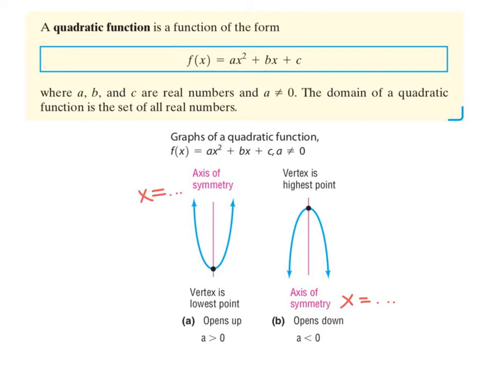And another thing to note here is your axis of symmetry. It exists in all quadratics, and that is a vertical line that has some x equals a number, and that number is always the x coordinate of your vertex. And as you can tell by this image, it is a vertical line that splits your quadratic in half. So the left-hand side mirrors the right-hand side and vice versa.